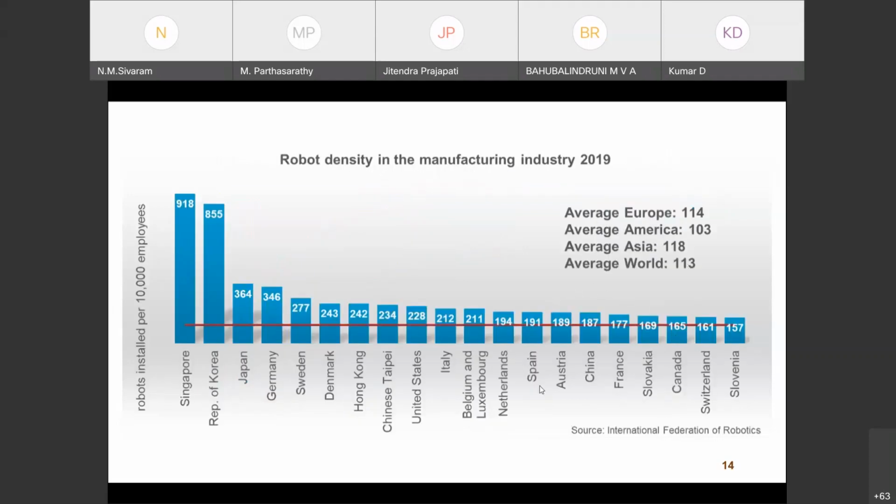And again, by robot density, you can see which country uses the largest number of robots. The highest is Singapore and the Republic of Korea. Then the world average is around 113 robots installed per 10,000 employees. So this is the ratio between the number of robots installed and the number of employees in the organization. If there are 10,000 employees in the organization, Singapore has around 918 robots. Which means that there is an interaction between the human and the robot.